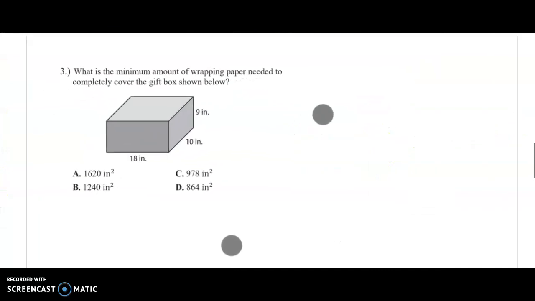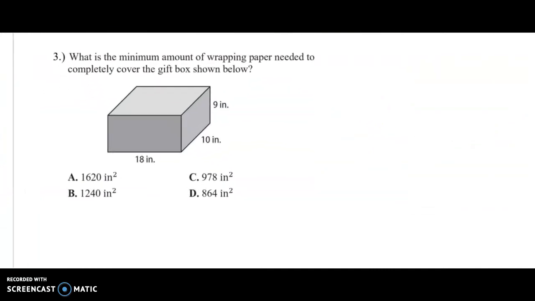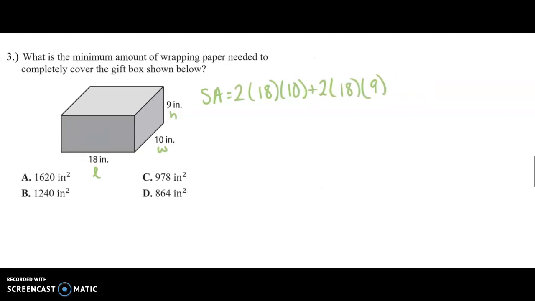Last problem. What is the minimum amount of wrapping paper needed to completely cover the gift box shown below? So what we're going to do is find the surface area, because obviously the wrapping paper needs to cover the surface area. So let's start with that. Okay, so I have my length, my width, my height. So my surface area, 2 times my length, which is 18, times my width, which is 10, plus 2 times my length, which is 18, times my height, which is 9, plus 2 times my width, which is 10, times my height, which is 9.